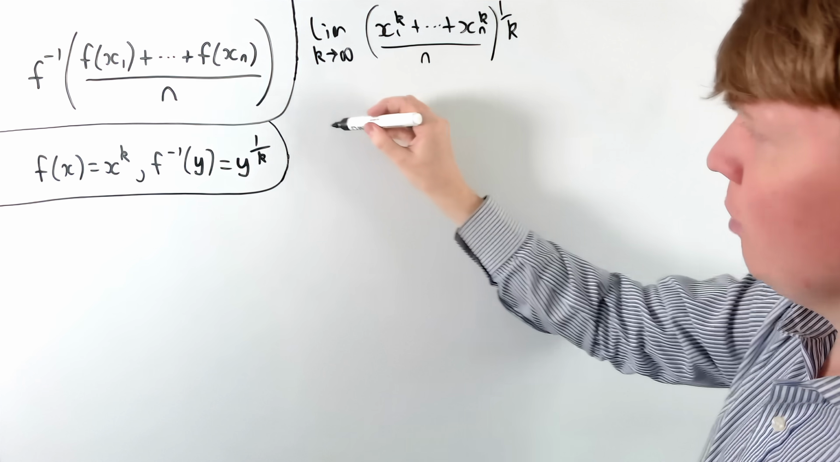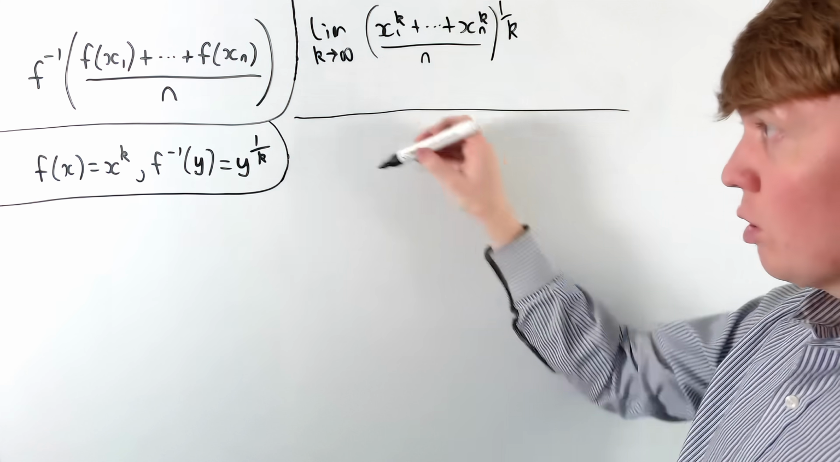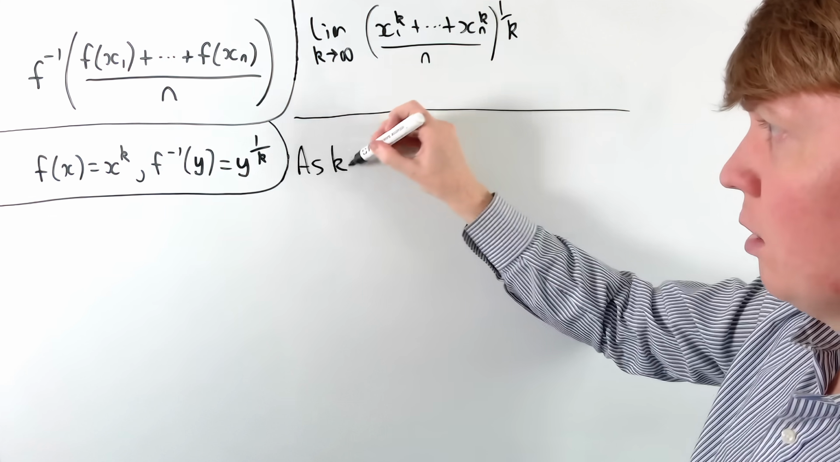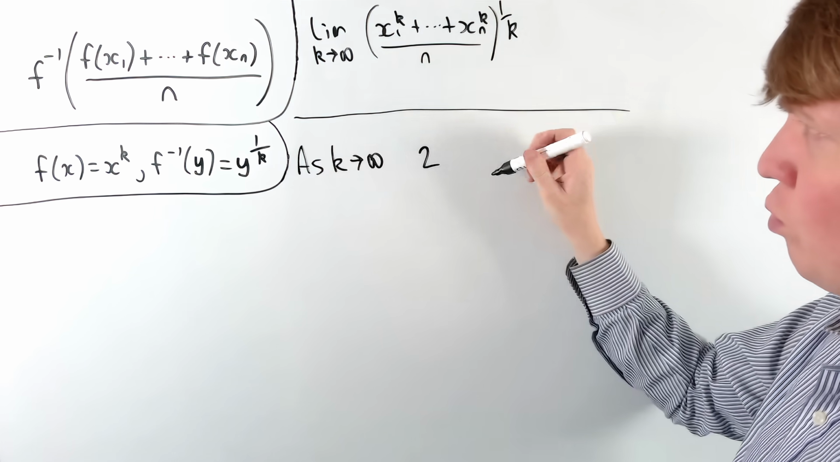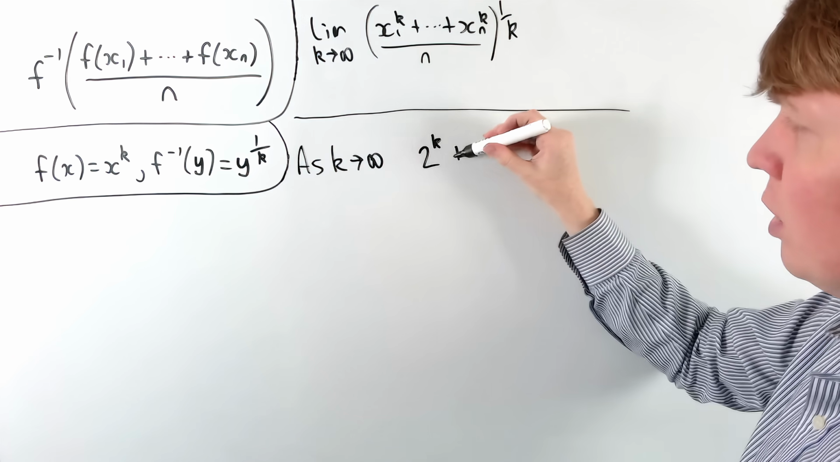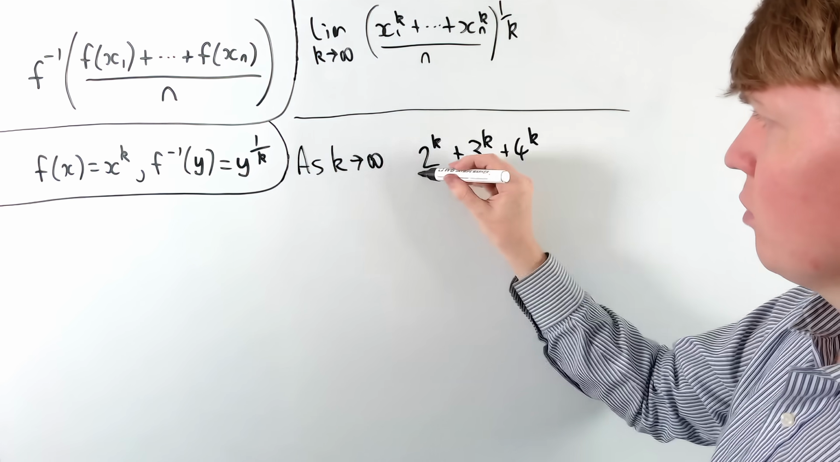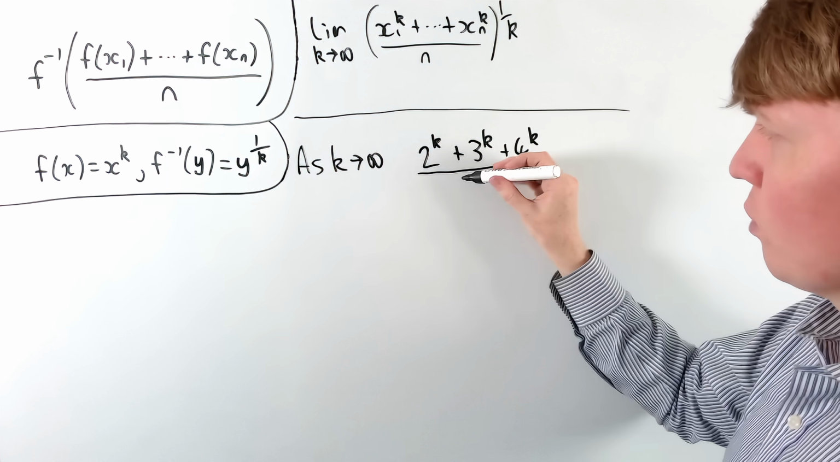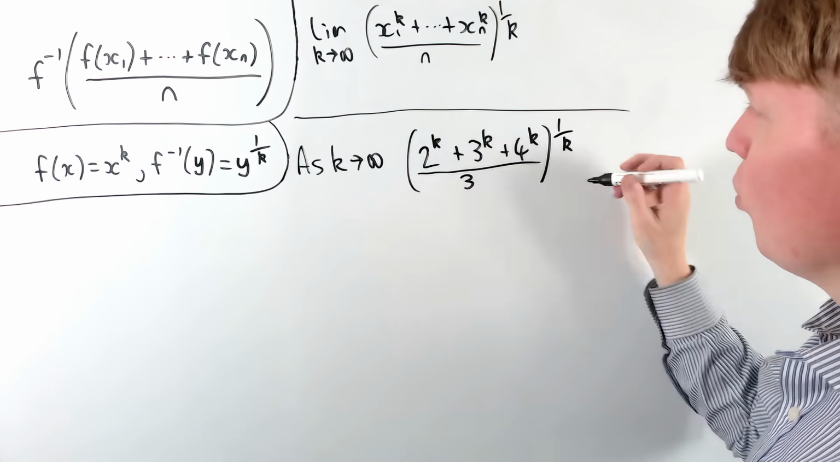And to see what's going to happen with this, I think it's helpful just to look at a concrete example. So if we go with a small data set, as k grows to infinity, let's say we've got just 2, 3 and 4 as our numbers. We've got 2 to the k plus 3 to the k plus 4 to the k. We have to divide this by how many data points we've got, so divide by 3, then raise all of this to the power of 1 over k.